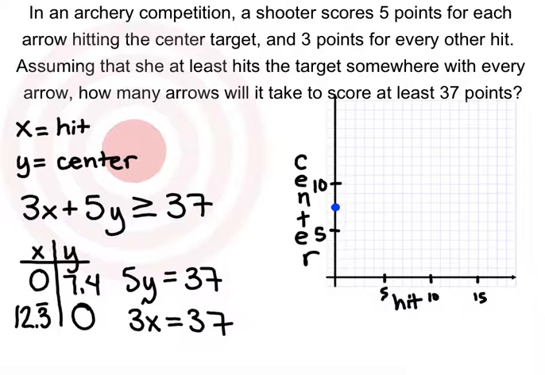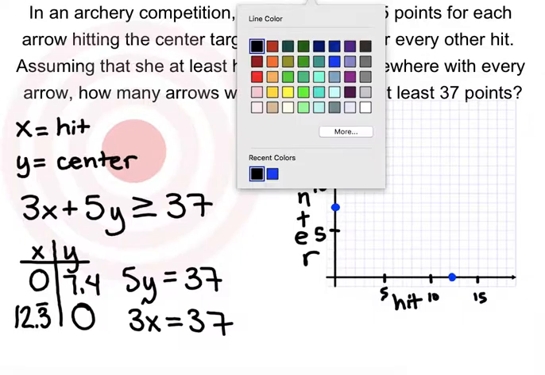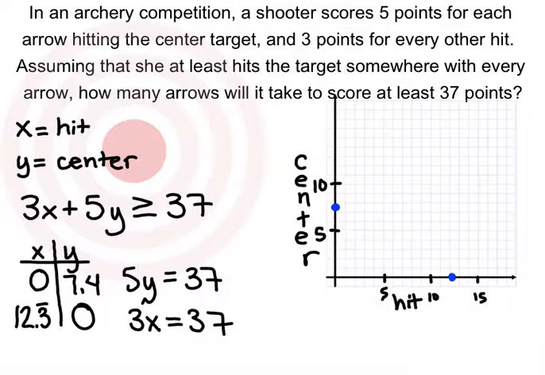12.3. 12, so 12.3. Now this is greater than or equal to, so it will be solid. Please make sure that you are using a ruler for this because precision is the key when we're doing these math problems. So I'm going to connect those two.